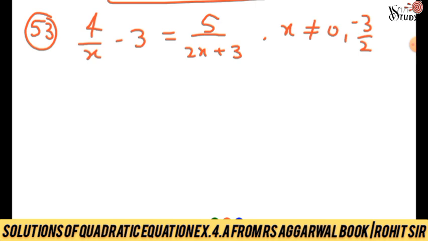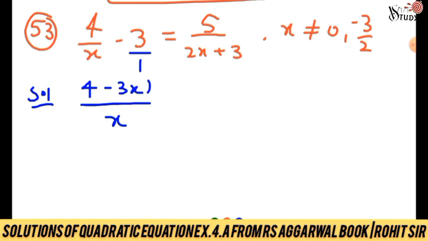Now let's solve this question. Let's assume 1 in the denominator of 3 and now take the LCM. Now we have x as the LCM, then we have 4 minus 3x in brackets, and here we have 5 upon 2x plus 3. Now here we are again going to apply cross product.